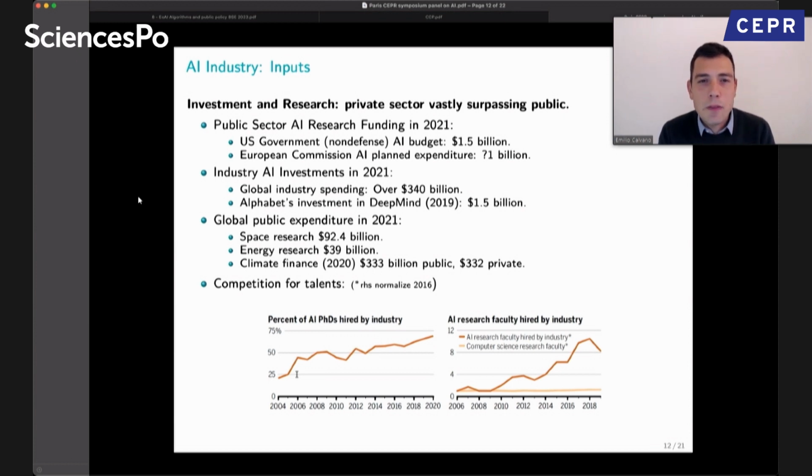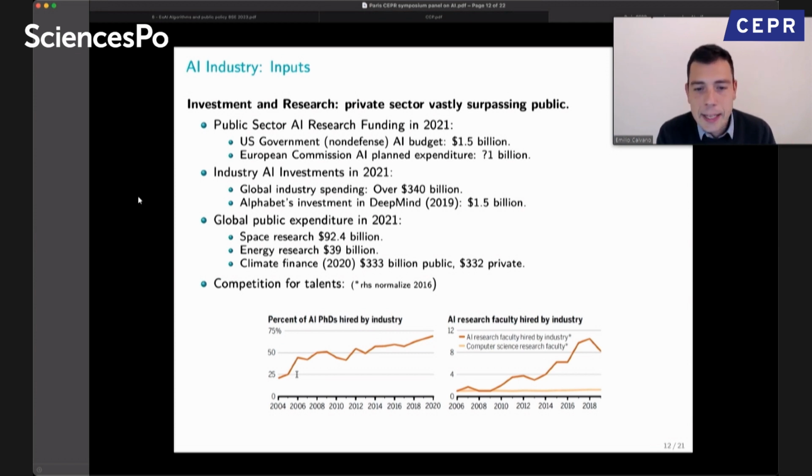First of all, the investment and the research that is done in this area is vastly made in the private sector. The public sector has been spending just a tiny fraction of its budget on AI, and the industry investments are basically dwarfing the public ones, and I guess we should expect more of this in the years to come.